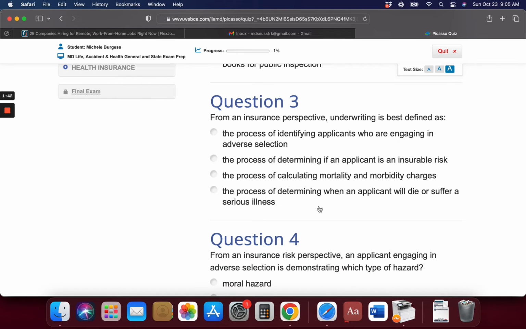From an insurance perspective, underwriting is best defined as: the process of calculating mortality and morbidity charges, the process of identifying applicants who are engaging in adverse selection, the process of determining if an applicant is an insurable risk, is my guess. The process of determining when an applicant will die. We don't know when an applicant's going to die.